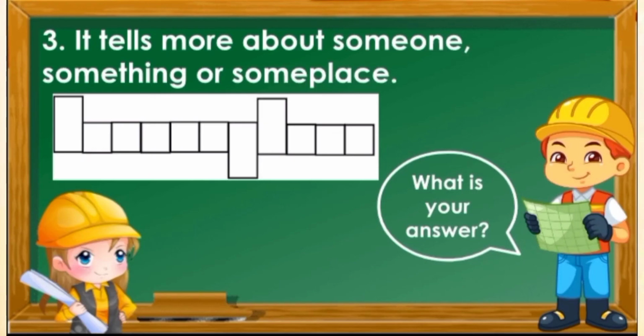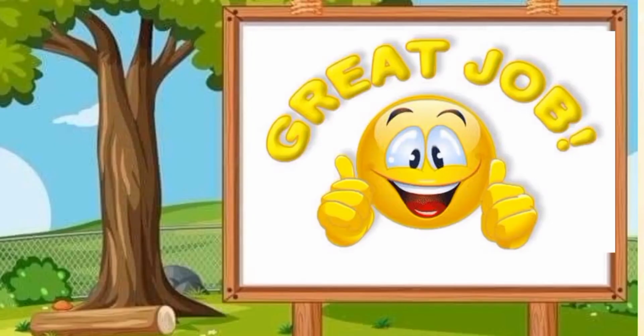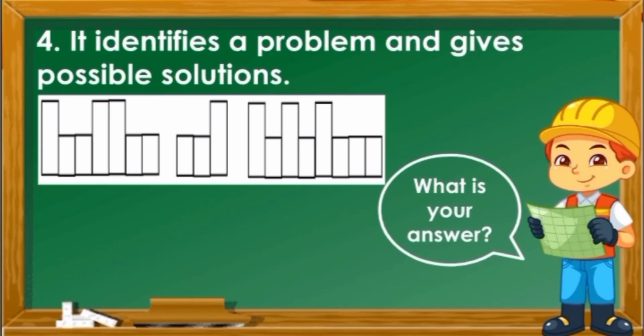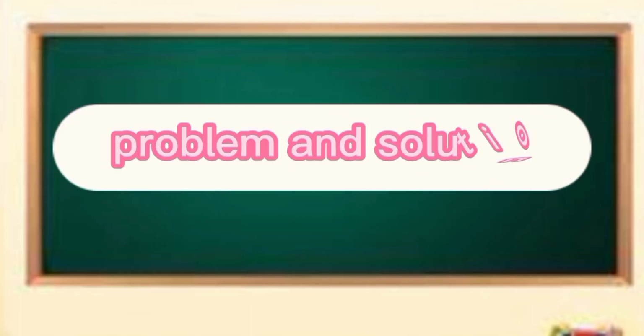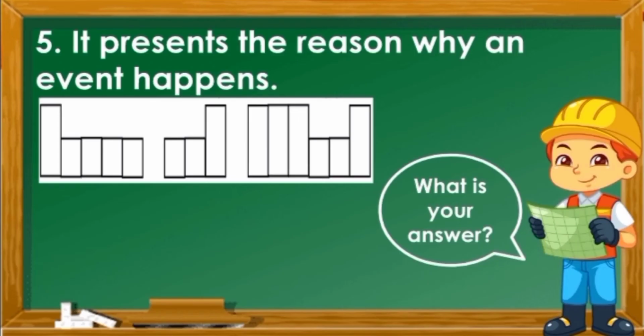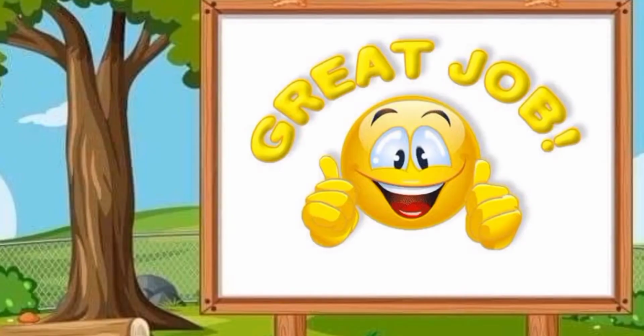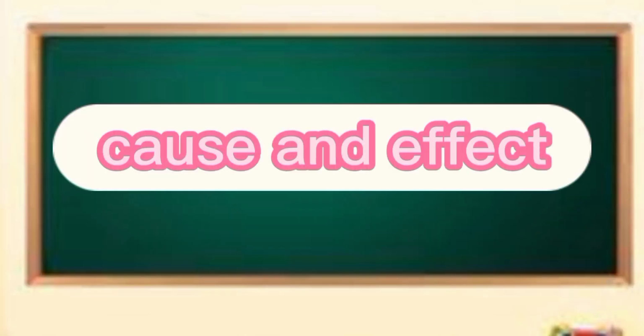Number 3. It tells more about someone, something, or someplace. What is your answer? Great! The answer is description. Number 4. It identifies a problem and gives possible solutions. What is your answer? Very good. The answer is problem and solution. Number 5. It presents the reason why an event happens. What is your answer? Great! The answer is cause and effect.